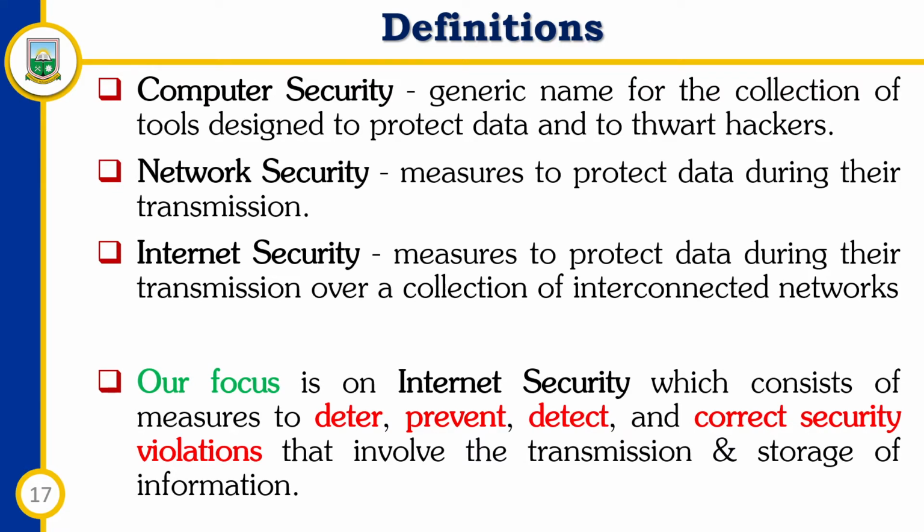Network security are measures that we put in place to protect data during their transmission. So the measures that we put in place to protect the data that we are sending from one computer to the other over the network during the transmission period, that is the network security. And of course, the internet security are the measures we put in place to protect data during their transmission over a collection of connected networks.